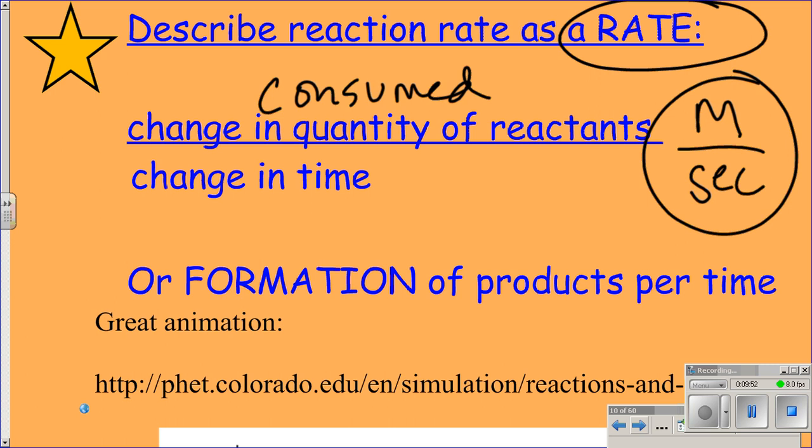Or formation of products. So if we see, let's say the products we're forming are maybe bright purple or pink. Okay, you can really see the products forming. So sometimes we're focusing more on formation versus consumption.